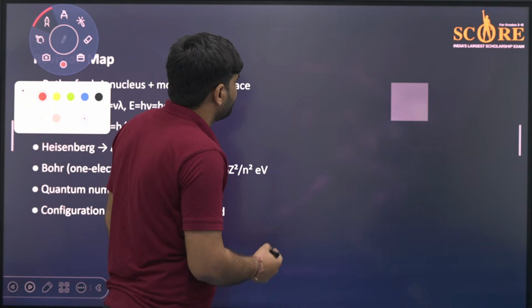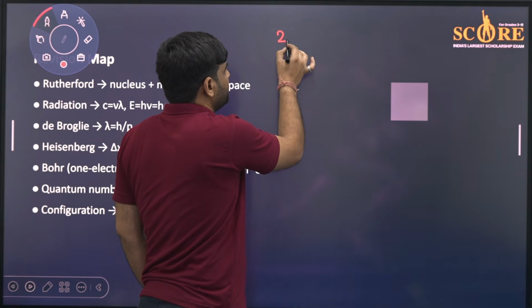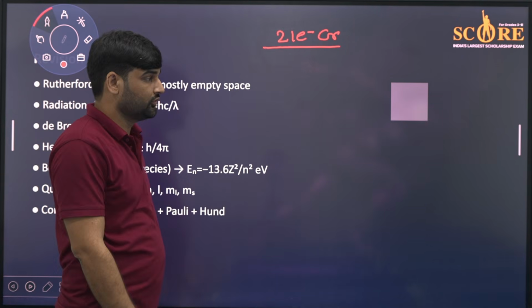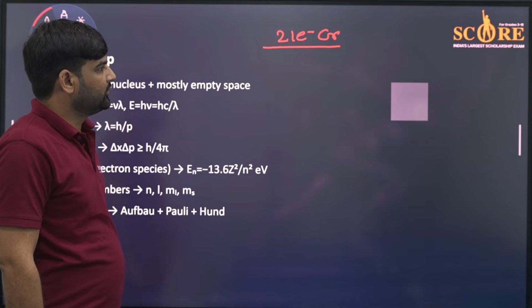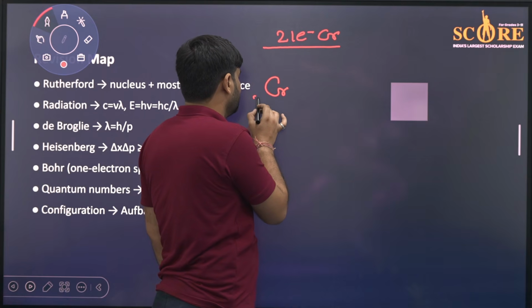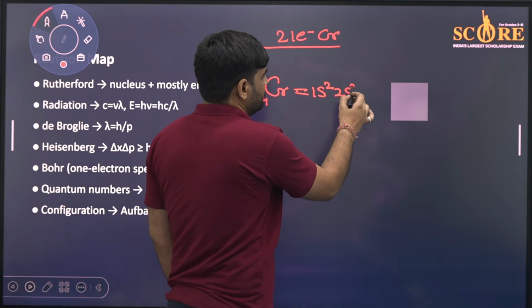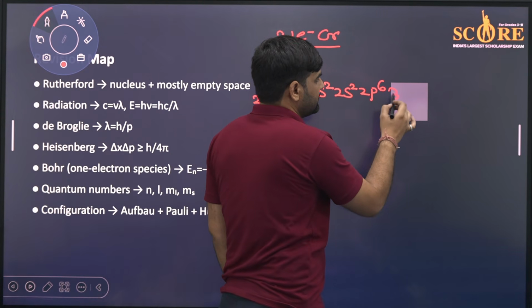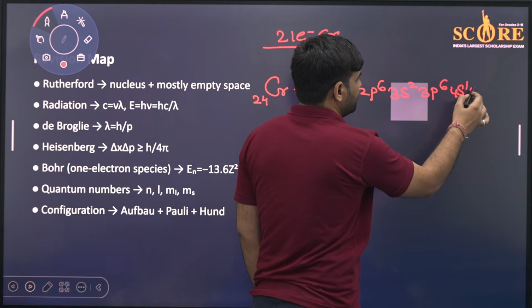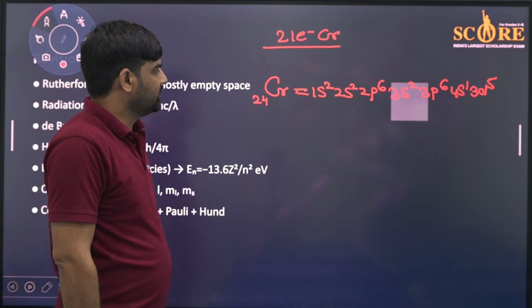Next question is, you have to find the principal quantum number for the 21st electron of chromium. So first of all, we have to write the electronic configuration of chromium. You know, chromium is at 24 and the configuration is 1s2, 2s2, 2p6, 3s2, 3p6, 4s1 and 3d5. I think this is the configuration.